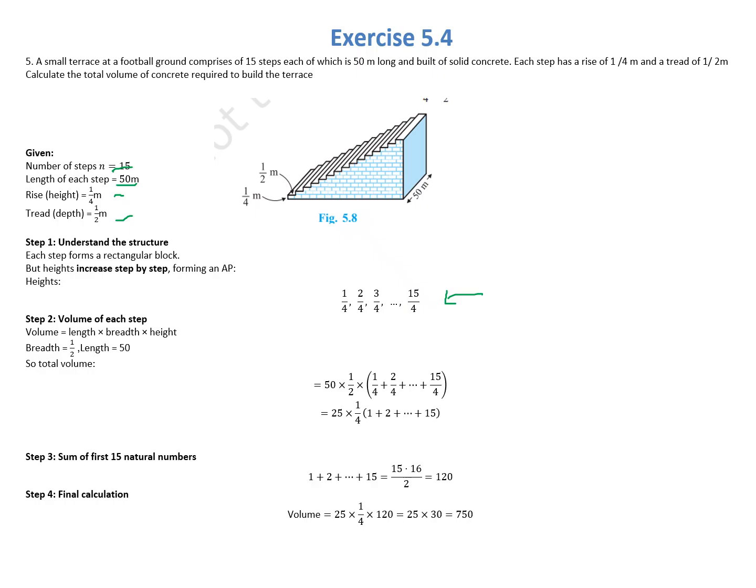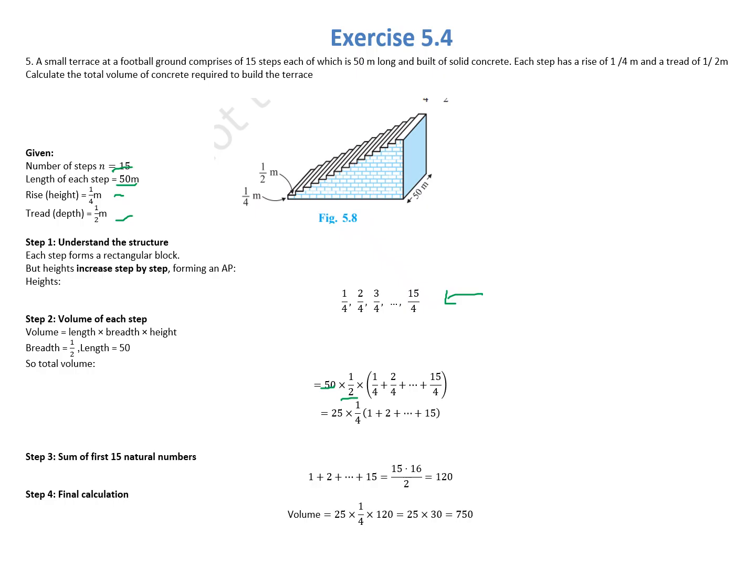Now volume for each step is equal to length into breadth into height. Length we have been given as 50 meter for each of the steps, so it is uniform. Likewise, breadth for each step is given as 1 by 2 meter, but the height is 1 by 4 for the first, 2 by 4 for the second, and likewise up to 15 by 4. So this is the common factor that we have put.